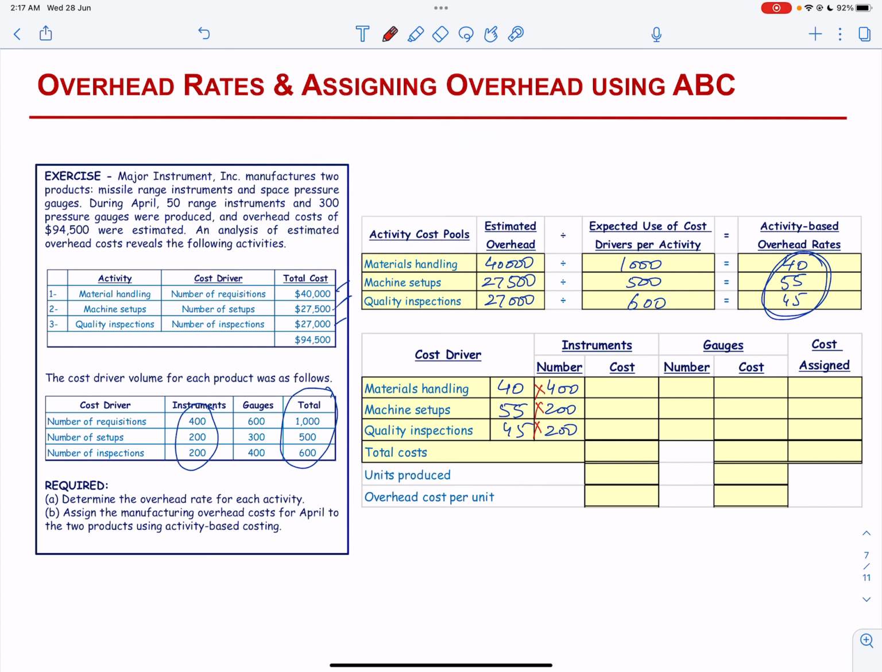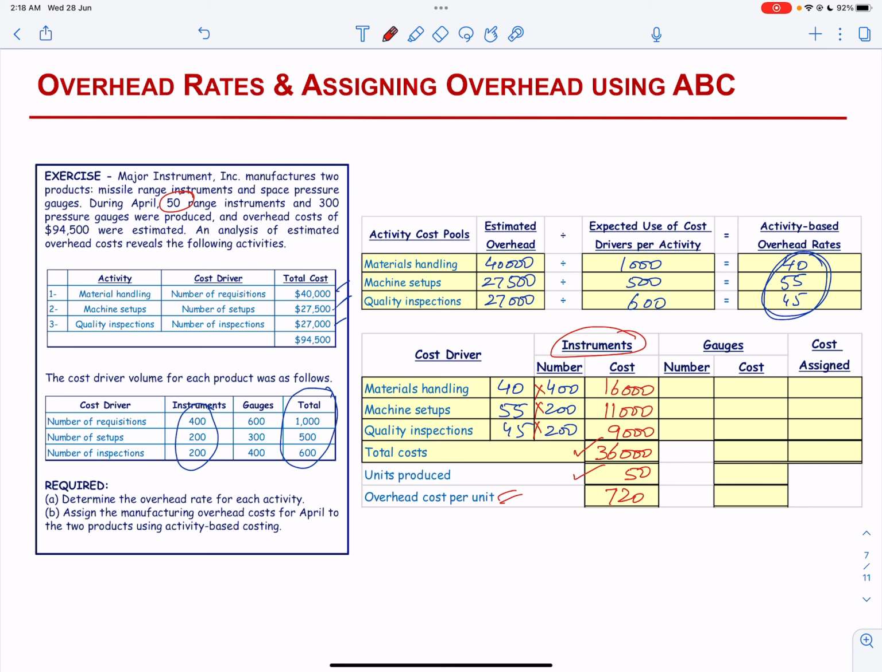and this will be equal to 16,000, 11,000, 9,000, and the total cost will be the summation of these three, that is 36,000. Now the units produced for the instruments are 50. So we have 50 over here, and the overhead cost per unit will now be 36,000 divided by 50, that is 720.